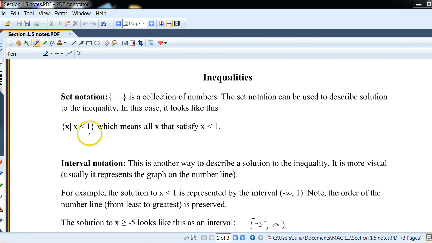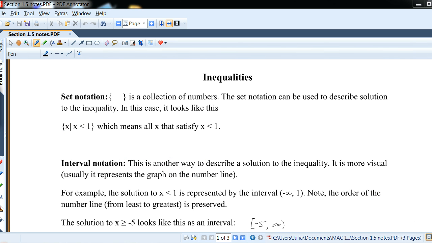x such that x is less than 1. Basically what this means is any x, as long as it's less than 1, would be in the set. Now there is no order in the set in the way there is in interval notation. So really when we write the solutions, they can be in any order. For inequalities, we have to write them in this way because there are infinitely many numbers that would satisfy the inequality.